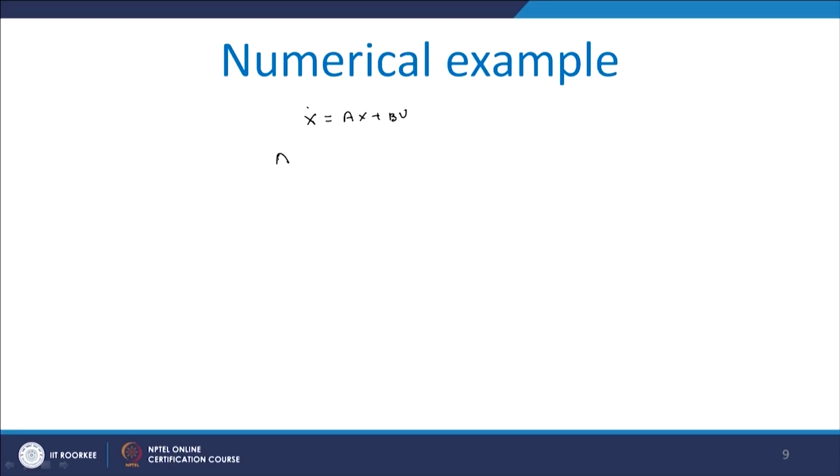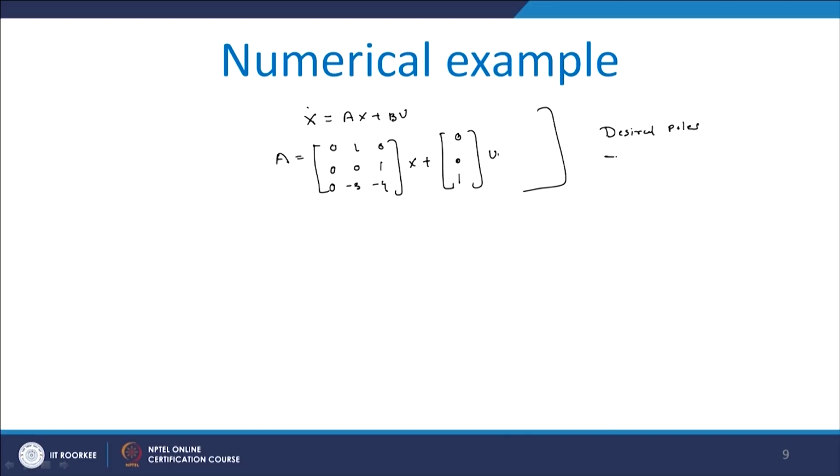Now, here the A matrix is [0 1 0; 0 0 1; 0 -3 -4], x plus B is [0; 0; 1] into u, and our desired poles are at -2, -1 plus minus j1. These are our desired poles.